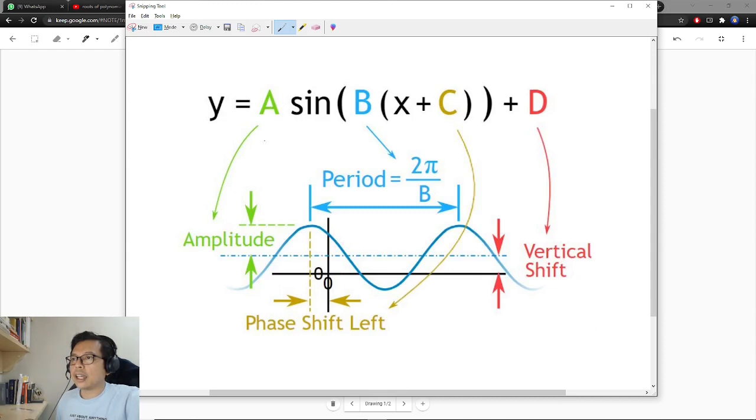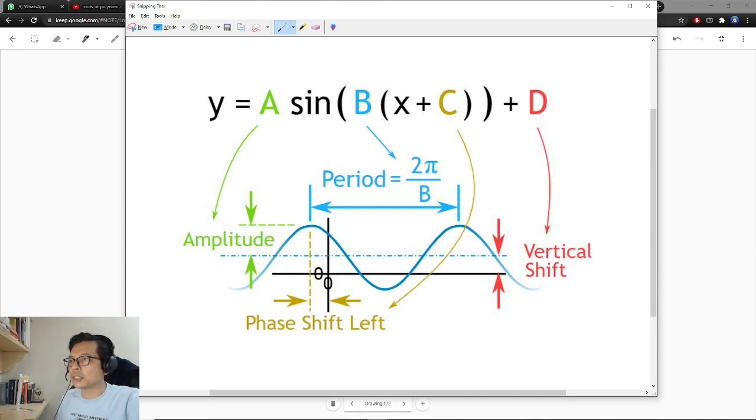So A dictates the amplitude, that means the amplitude of the wave here. The bigger the number A, the bigger the amplitude. And then B here dictates the period. Period means you can say the distance between two maximum peaks here. So the larger this value, the closer they are, that means the shorter the period. And C is the phase shift left.